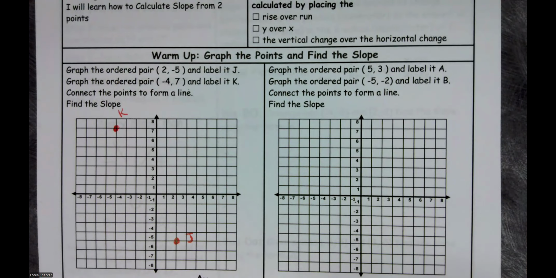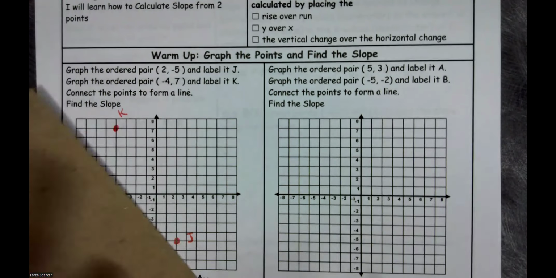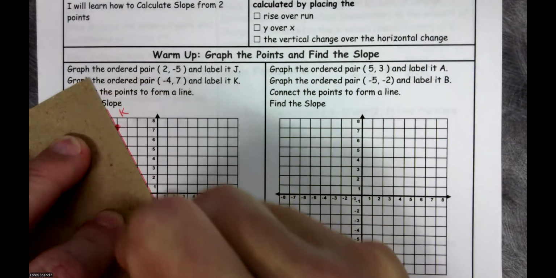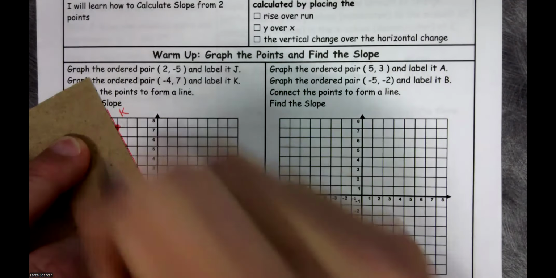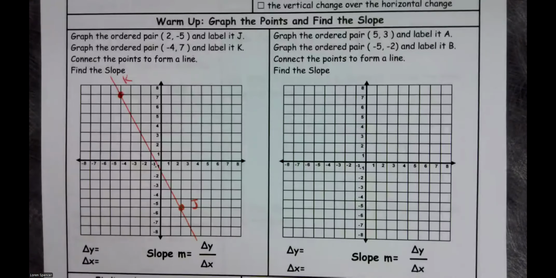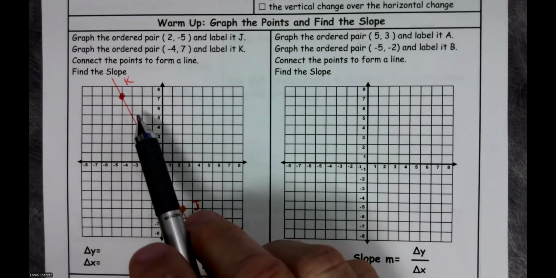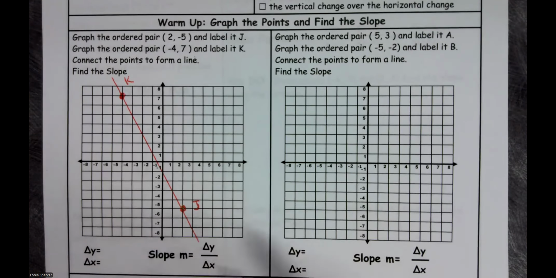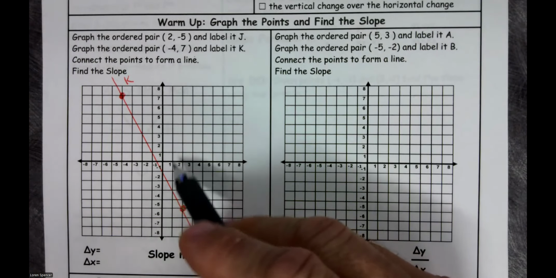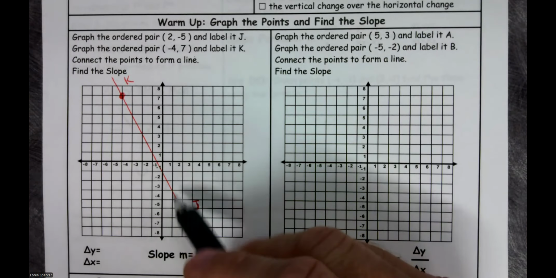I don't have a very good straight edge, but we'll try to make this work. All right, so hopefully that's a pretty good line. It says find the slope. Well, at this point, we know how to count the slope out. I'm going to count from K to J. It really wouldn't matter. I could go from J to K. Maybe I should just do JK. So we'll go from J to K.